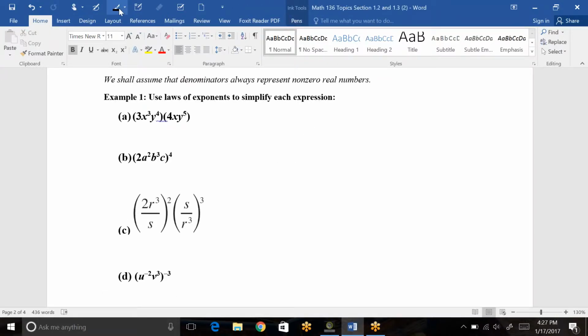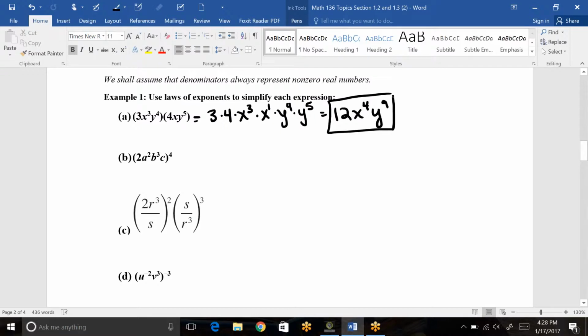So look at this first one here. We have this parentheses times this parentheses. As long as there are no powers outside, you can go straight to multiplying. Since there are no exterior powers on the outside of the parentheses, we can say 3 times 4, I'm just regrouping. Then we'll have x to the third times x, because those are both bases that are the same, and y to the fourth times y to the fifth. So 3 times 4 is 12. This is 3 plus 1 more x, so that'd be x to the fourth, and 4 and 5 more would make 9. So 12x to the fourth, y to the ninth.